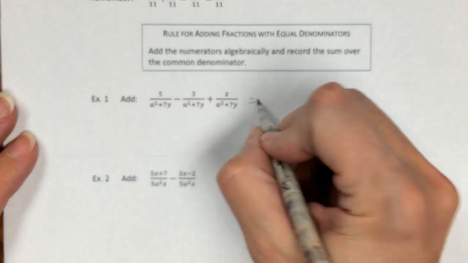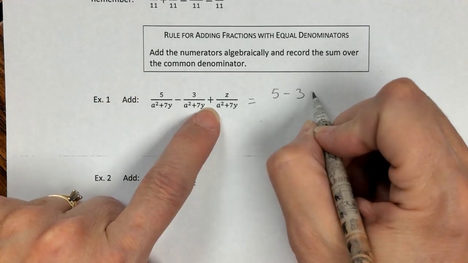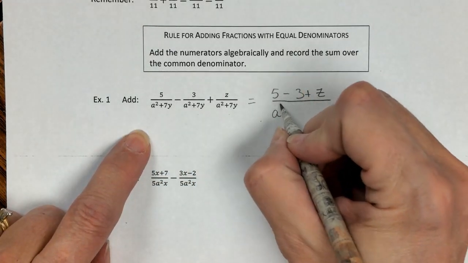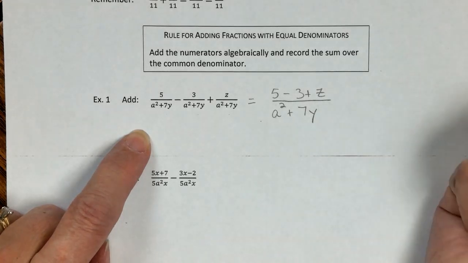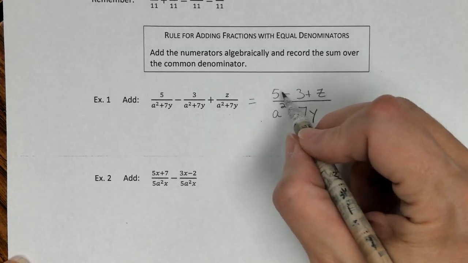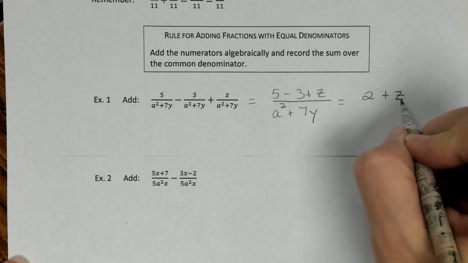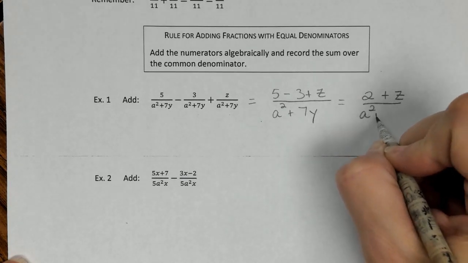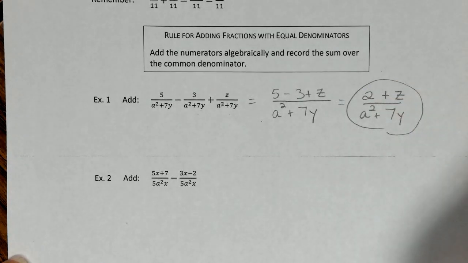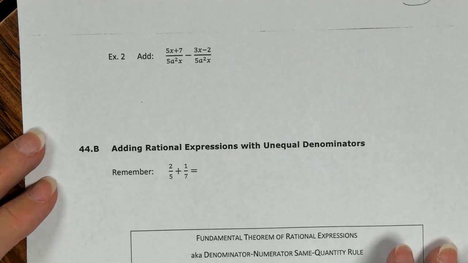So what we have is 5 minus 3 plus z all over that common denominator of a squared plus 7y. And then we simplify. Add the like terms up here. 5 minus 3 is 2, so 2 plus z all over a squared plus 7y, and that fraction is not going to reduce, so we're done. That's all there is to it. Take a look at example 2.